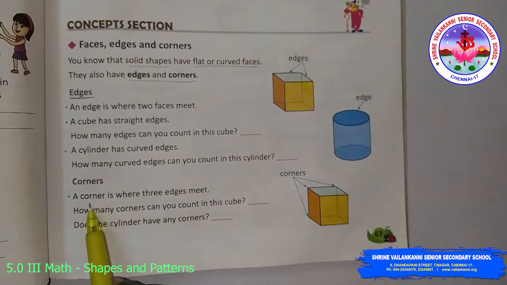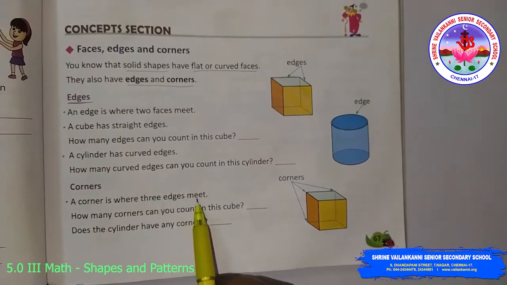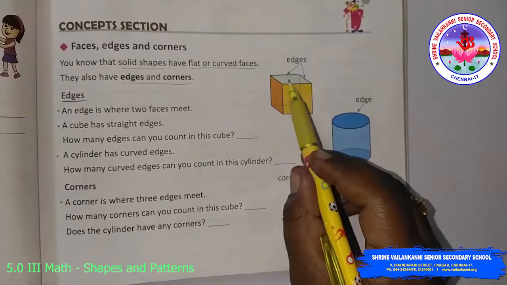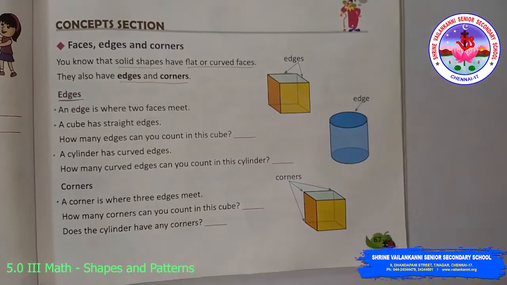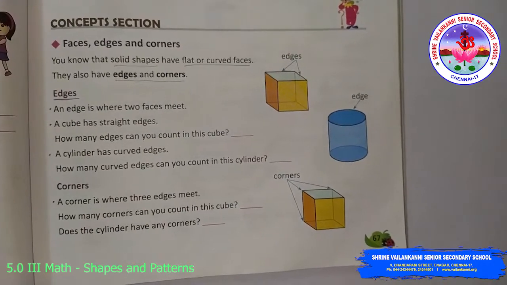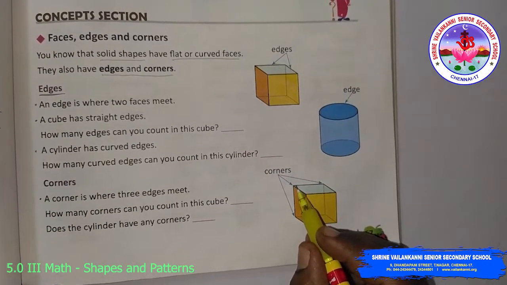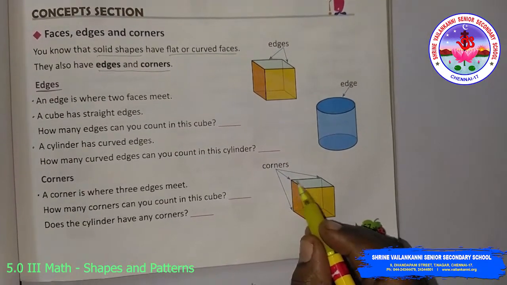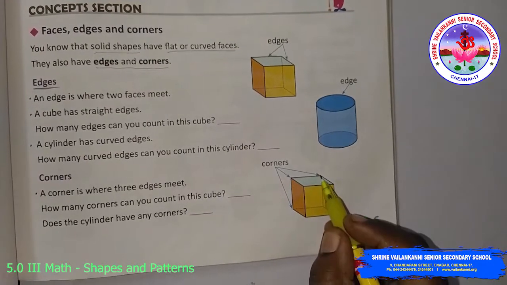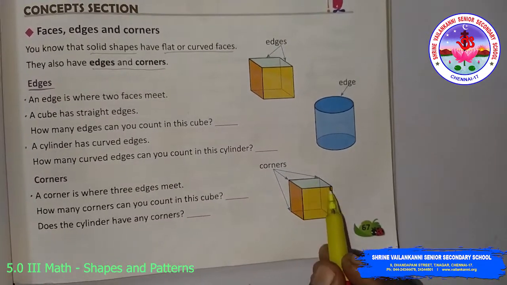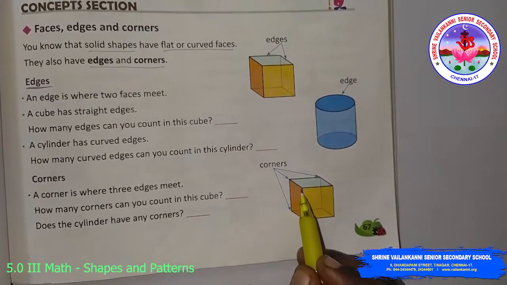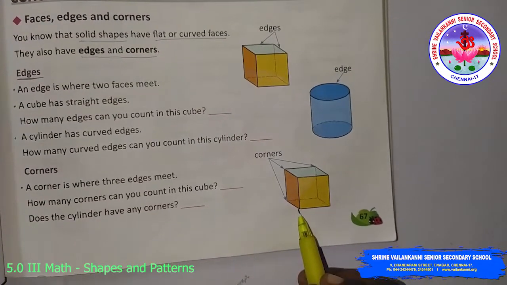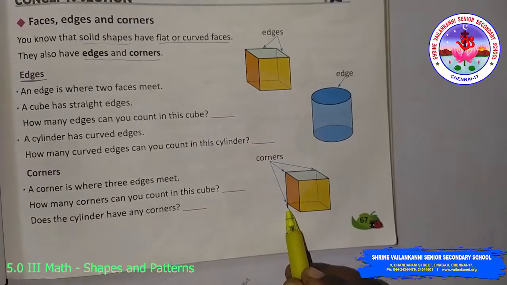Next, corners. A corner is where three edges meet. We already saw what an edge is: the lines which are joining here. So when you have three edges meeting at a point, see here, these straight lines are joining at a point. These are the corners. See, this edge and this edge are joining here, so this is a corner.